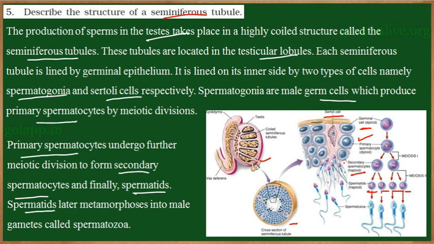Later these spherical spermatids undergo differentiation and metamorphosis, change their structure, and develop into spermatozoa. So these are the 4 spermatozoa. Here we can see these are the spermatozoa.